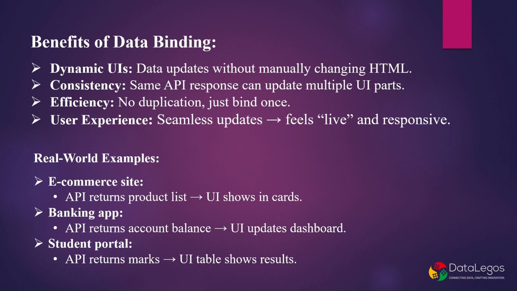Real-world examples. Let's look at some real-world examples of API plus data binding. E-commerce apps like Amazon or Flipkart, the API returns a product list, and the UI shows them in cards with images, prices, and buttons. Banking apps, the API returns your account balance, and the UI dashboard updates automatically. Student portals, the API returns marks, and the UI shows them in a table with sorting and filtering. Every app you use daily is powered by this seamless flow between back-end APIs and front-end UI components.